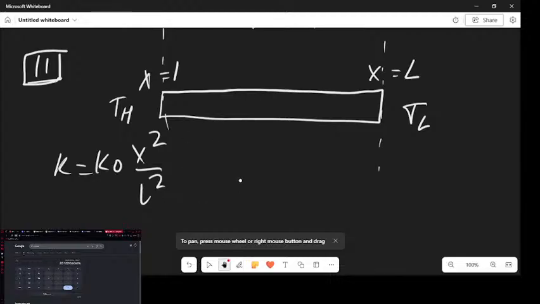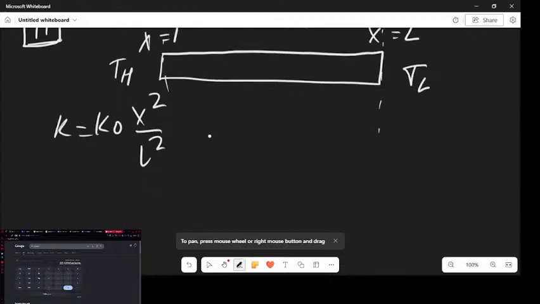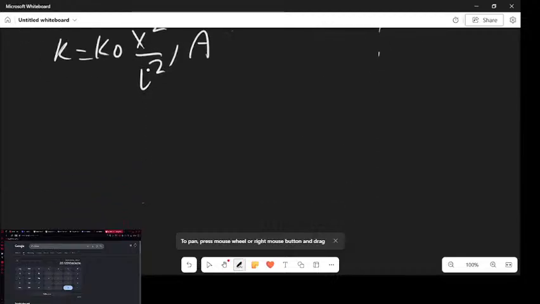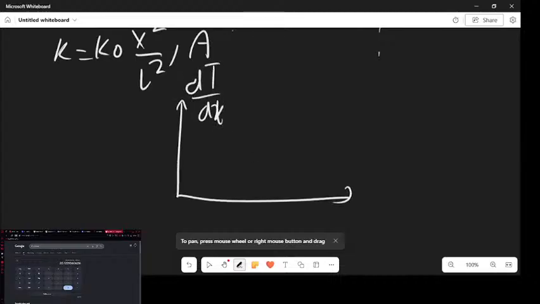The rod is kept between TH and TL, with uniform cross section. We need to find dT by dx. I need to plot the graph of dT by dx against x. All right.